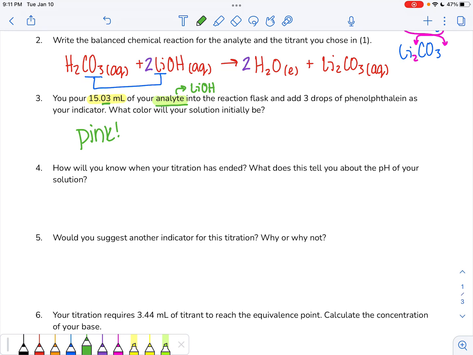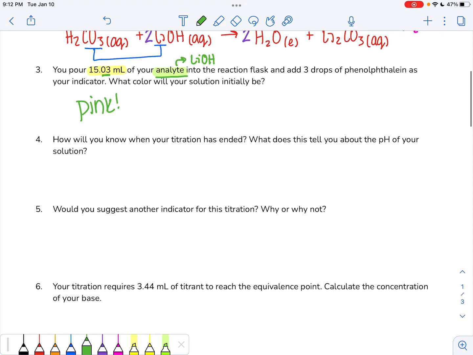How will we know when our titration has ended, and what does this tell us about pH of the solution? So we know our titration has ended when there's a color change that goes on here. So if we're starting as hot pink, we're adding acid to our solution, what color should we expect to see at the end? We should expect it to turn colorless. And what does that tell us about the pH of the solution? Well, the whole point of a titration is trying to get your moles of your acid to be equal to your moles of your base. So when that happens, we should be at a neutral pH, which is a value of 7.